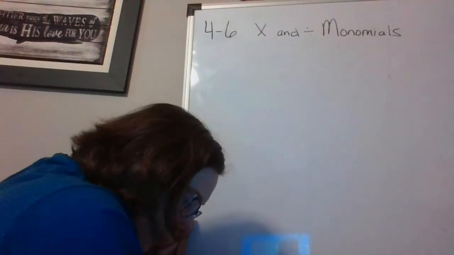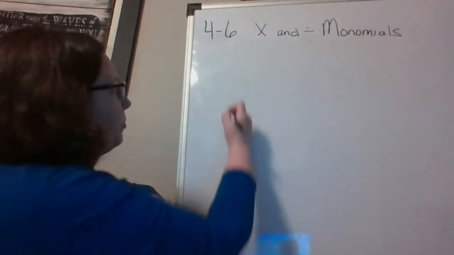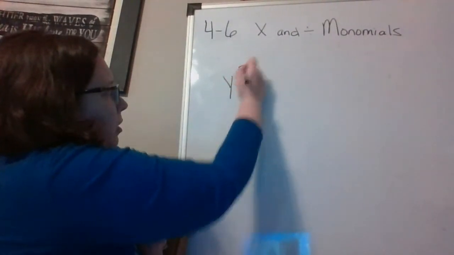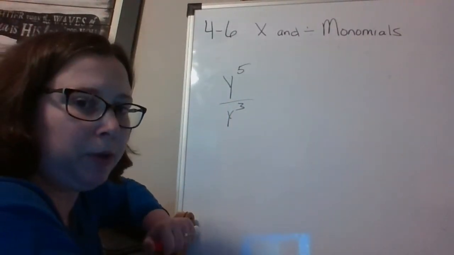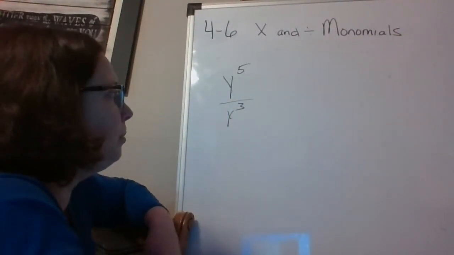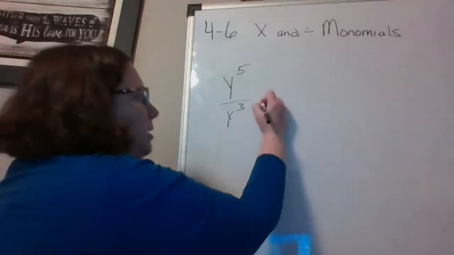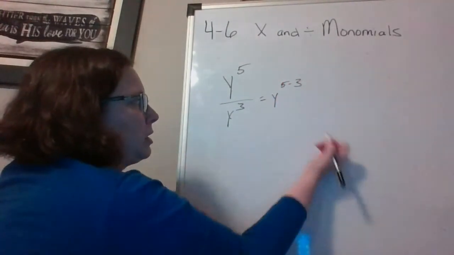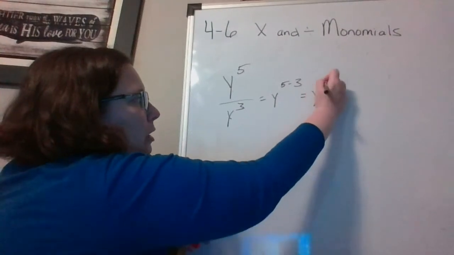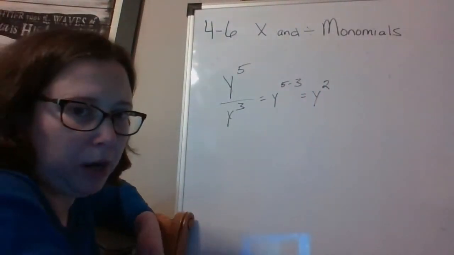Next example has a variable as our base again. So we have y to the 5th power over y to the 3rd power. We have the same base, so we can use our rule, which is top exponent minus bottom exponent, and this would equal y to the 2nd power.